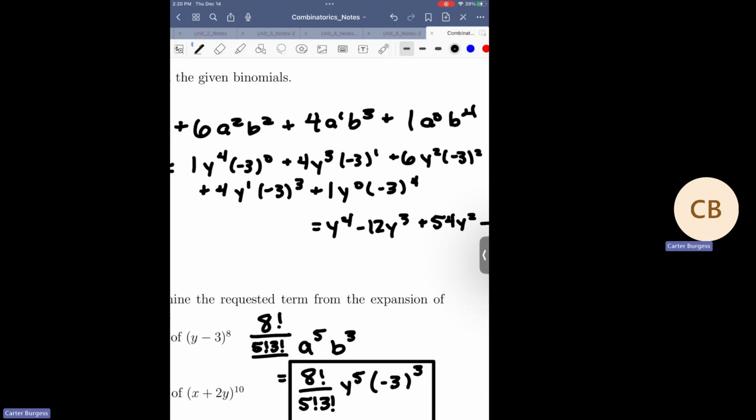Now, is this different from what we were looking at before of doing 4 factorial over 4 factorial, 0 factorial, a to the 4th, b to the 0 plus 4 factorial over 3 factorial, 1 factorial, a cubed, b to the 1 plus 4 factorial over 2 factorial, 2 factorial, a squared, b squared, plus so on? No, it's the same thing. 4 factorial over 3 factorial, 1 factorial is 4. 4 factorial over 2 factorial, 2 factorial is 6. It's the exact same thing. This maybe is just a little bit cleaner to write out.